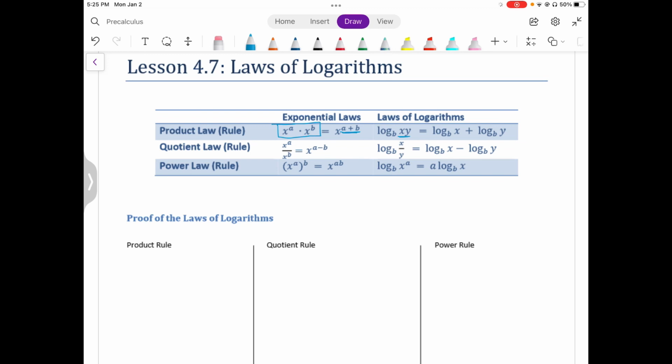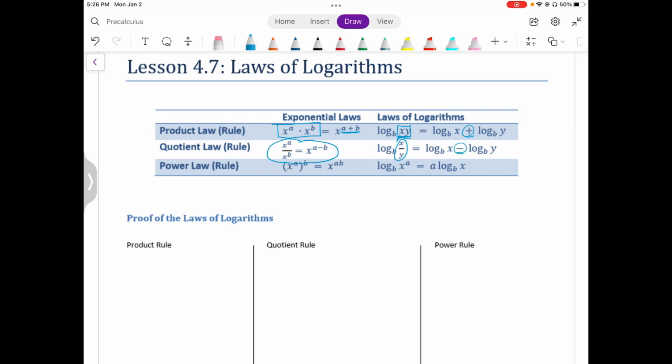When we multiply within a logarithm, that can change to adding the logarithm of the first part plus the logarithm of the second part or factor. Similarly, we had division of exponents. When the bases are the same, you can just subtract the two exponents. If you take the logarithm of division, you end up subtracting the logarithms.